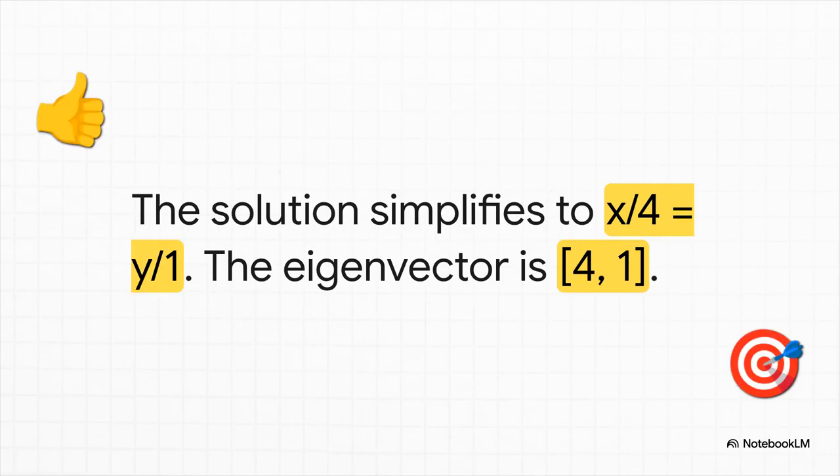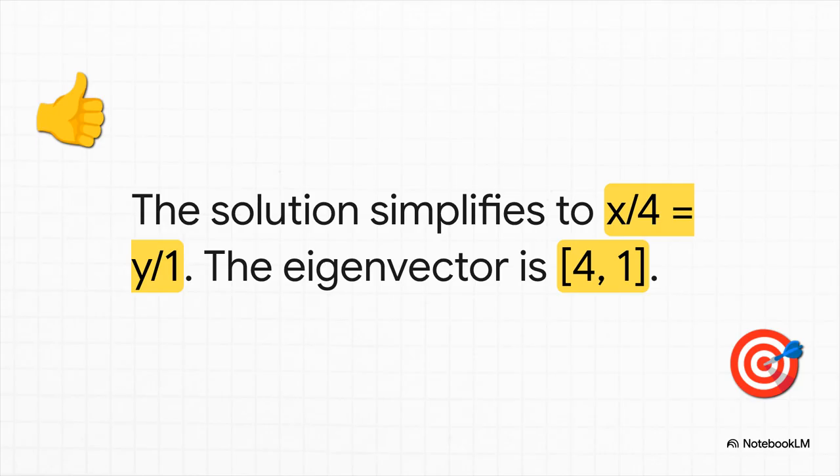So what we do is we take our lambda equals 6 and plug it back into that second big equation we saw, the (A minus lambda I) x equals 0. This whole thing spits out a couple of simple equations. If we just look at the top row, we get negative x plus 4y equals 0. With a tiny bit of rearranging, you get this beautiful, clean ratio, x over 4 equals y over 1. And those numbers right there in the denominator, that's our eigenvector, (4, 1).